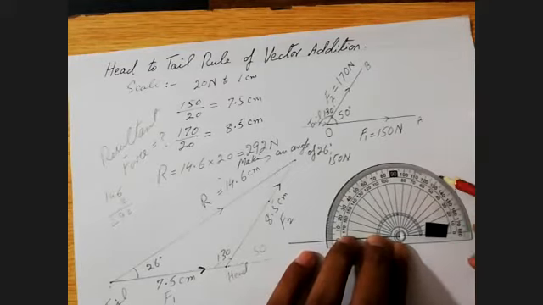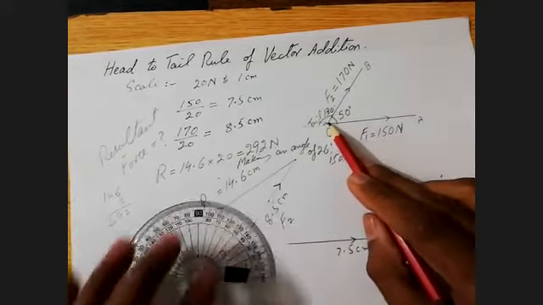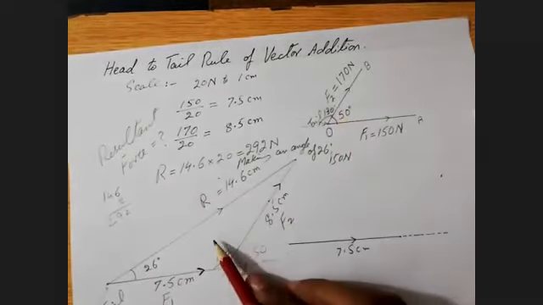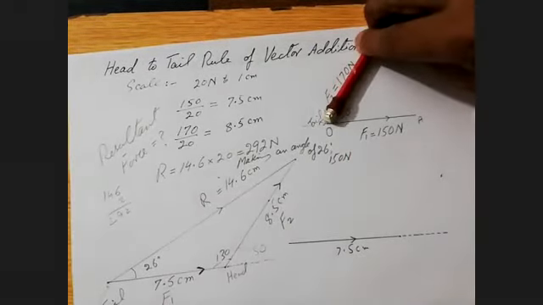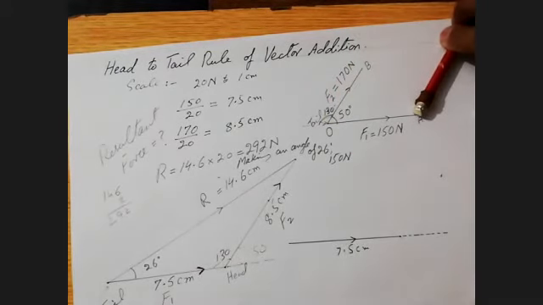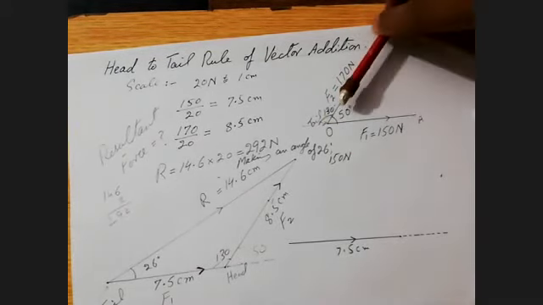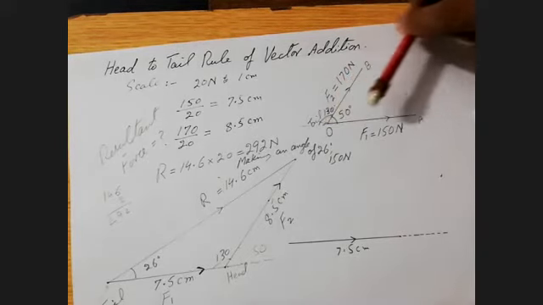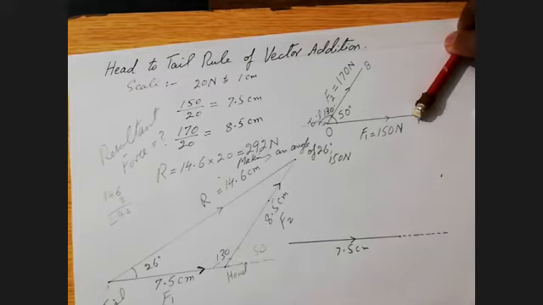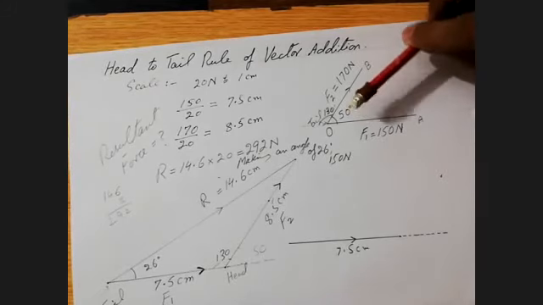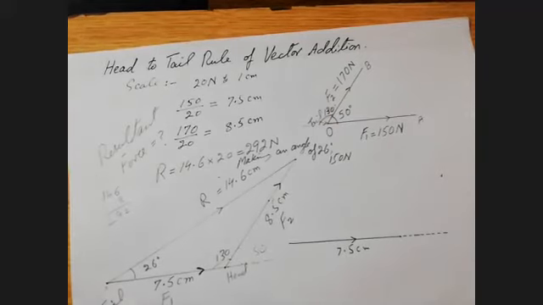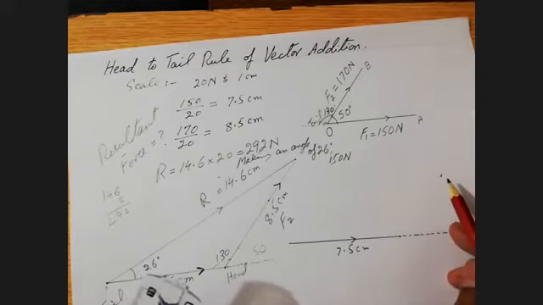So I have marked this 50 degrees here, because these two forces are joined tail to tail at 50 degrees. But according to the head to tail rule, we have to bring the tail of the second vector to the head of the first vector, without changing its direction. Without changing its direction means without changing this angle. This angle should not be changed. If this angle changes, it means your construction is wrong. So I have drawn the angle of 50 degrees.